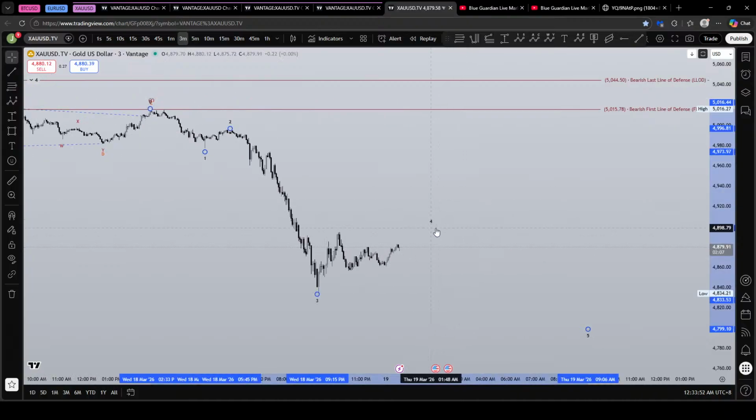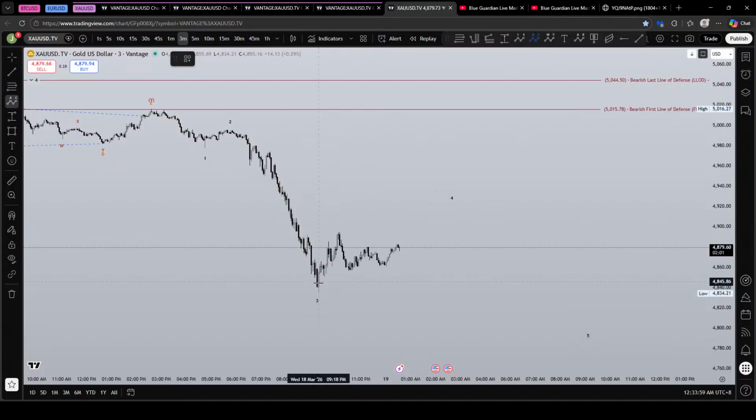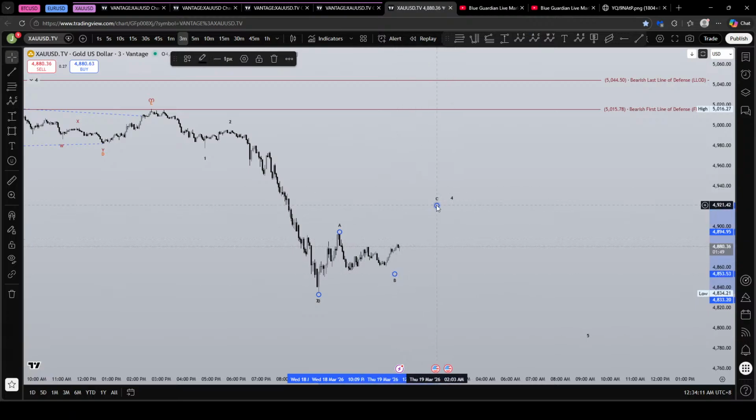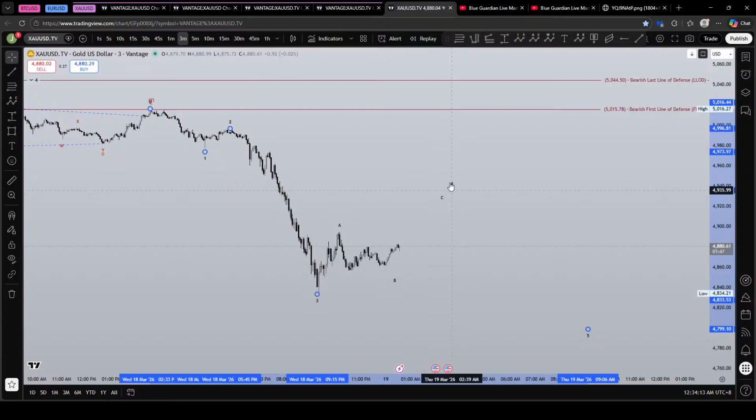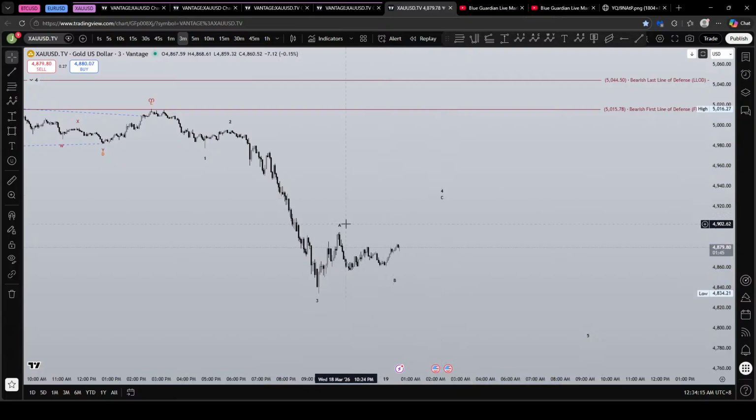Now, if you will ask me the internal structure of this wave 4, then it's easy to count it because the first wave is composed of 5 waves. So therefore, I will label this as wave A, wave B, and wave C. The wave B to wave C here must be composed of 5 waves. Why 5 waves? Because wave A is also composed of, the internal waves of wave A is composed of 5 waves as well.